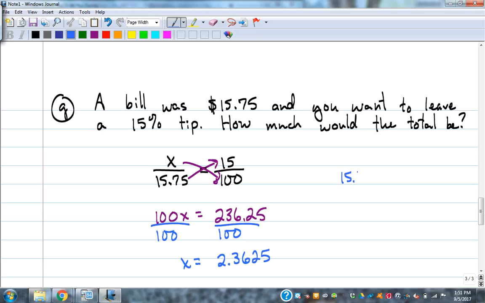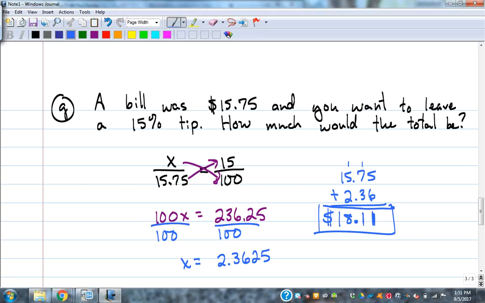So we're going to take 1575 and add 236 to that. $18.11 is our total bill. $18.11 is our total. Now that's one way to do it.